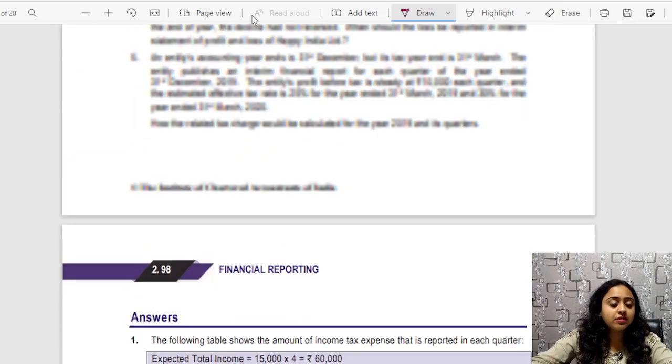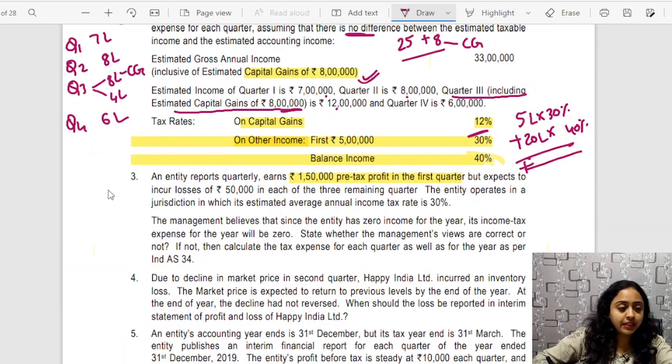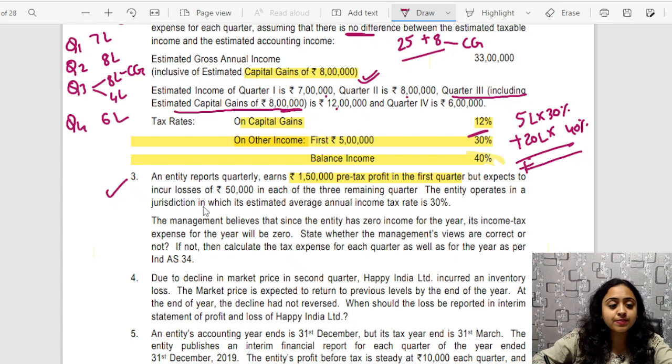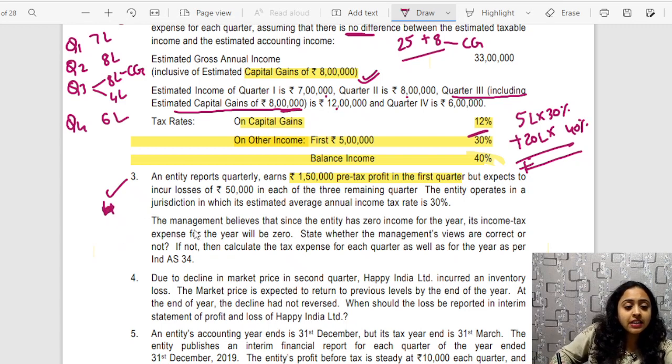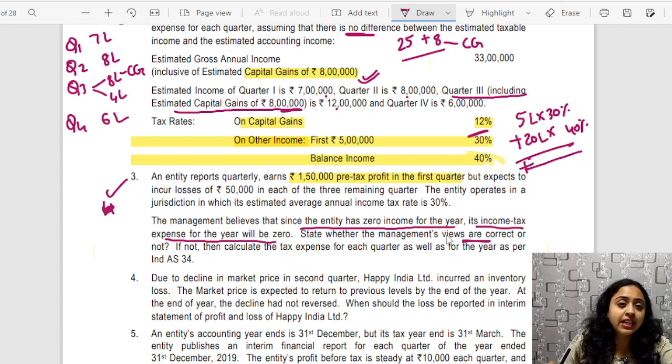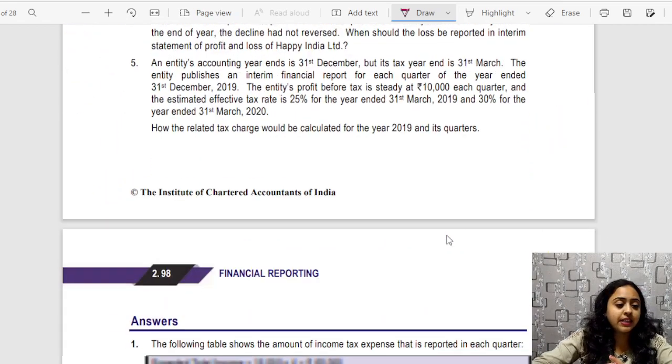Are you clear? Let's see question number 3. An entity reports quarterly earns 1,50,000 pre-tax profits in the first quarter but expects a loss of, it is same, okay, same as above. Wait, there is a twist. The management believes that since the entity has zero income for the first year, its income tax expense for the year will be zero. State whether the management's views are correct or not. No, because we have to calculate on the weighted average basis. Okay, let's see answer number 3.